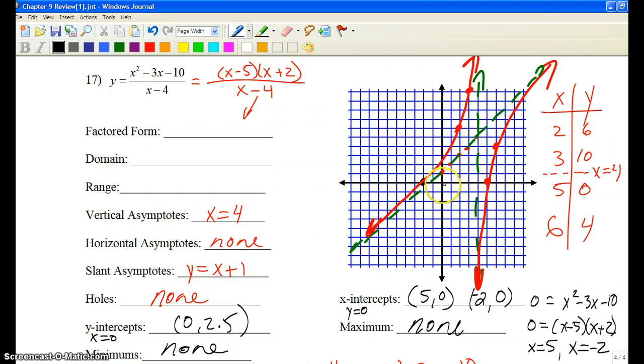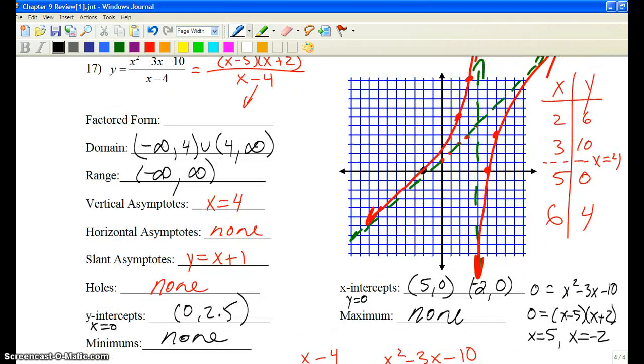Let's look at the domain. It goes to the left forever. Yep. It splits at x is 4. Union, and then we're back on the other side of 4 right away. Then it goes to the right forever. Great. Range goes down forever. Yep, there's no holes, so we don't have to pay attention to that. It goes up forever. Great. Anything left? Nope, we're done.